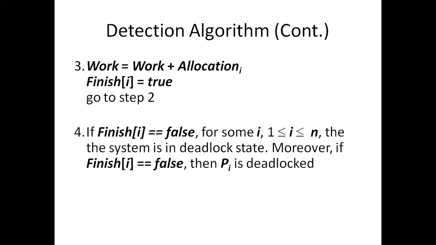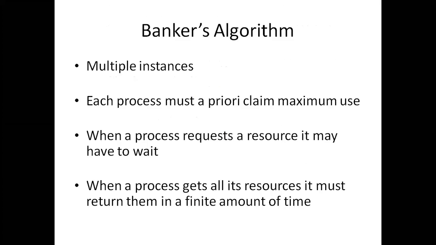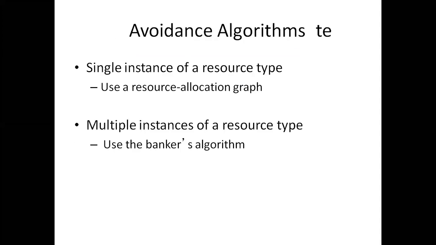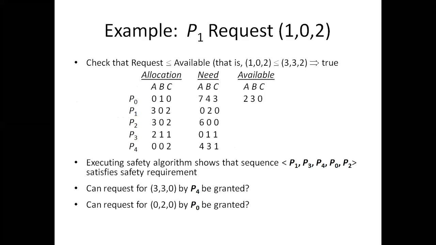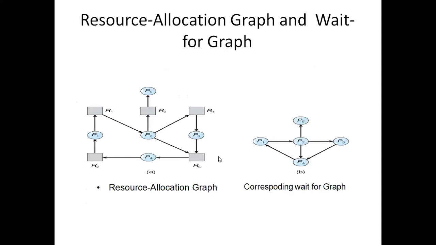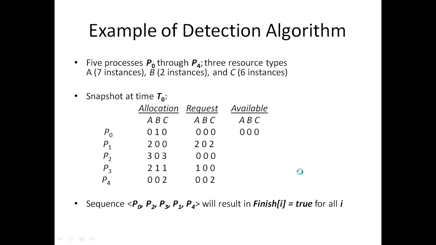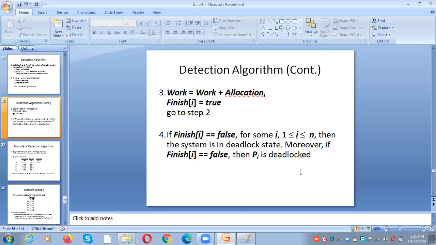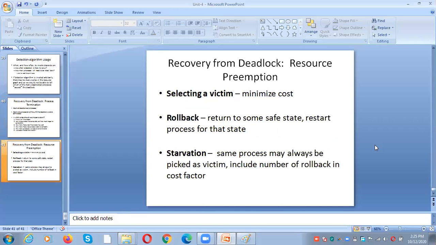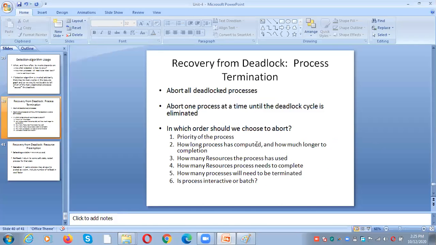If you observe in this diagram, P1, P2, P3, P4, and then P1. This is a cycle, right? So four processes are involved in the deadlock. Which one do you want to select as a victim process?